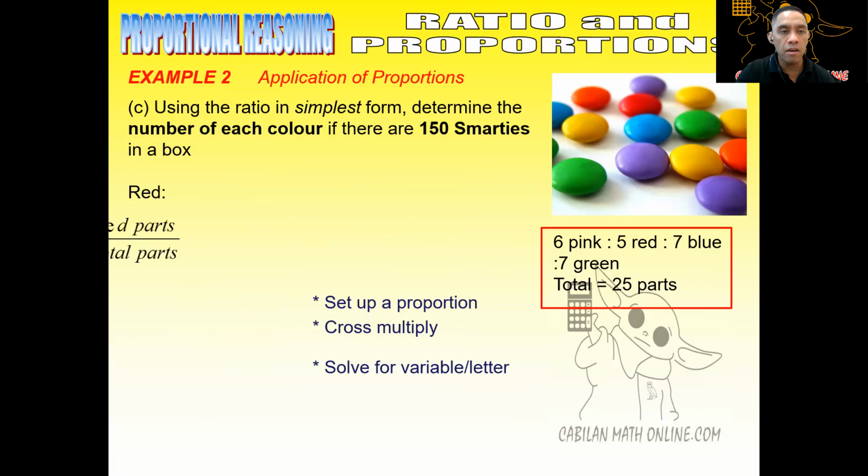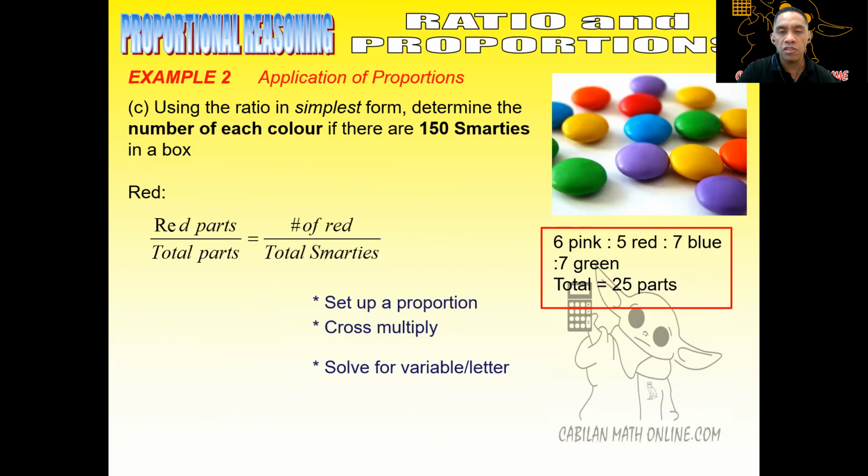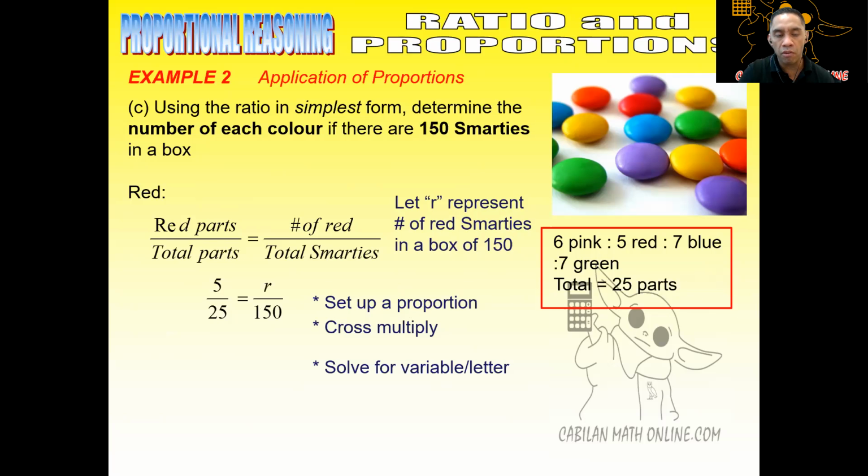So this time for red, we're going to take a look at the total number of red parts over the total number of parts from the simplest form. And on the right side, we're going to find out the number of red parts in the total of 150. Since we're looking at red, it's naturally easier to use R to represent the number of red Smarties. If you look at the right side, in the simplest form, 5 out of 25 parts were red. So on the right side, we're solving for the number of red Smarties of 150, which will be R over 150.